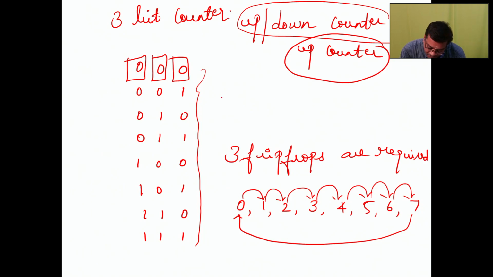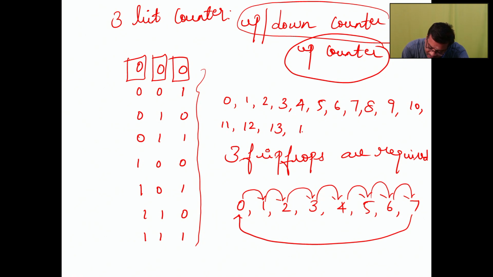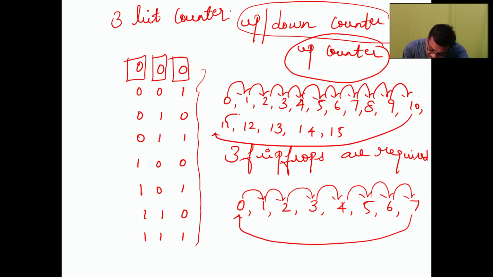Similarly for 4-bit flip-flops, how are we going to calculate? 0, 1, 2, 3, 4, 5, 6, 7, 8, 9, 10, 11, 12, 13, 14 and 15. So 0 to 1, 1 to 2, 2 to 3, 3 to 4, 4 to 5, 5 to 6, 6 to 7, 7 to 8, 8 to 9, 9 to 10, 10 to 11, 11 to 12, 12 to 13, 13 to 14, 14 to 15, 15 to 0.